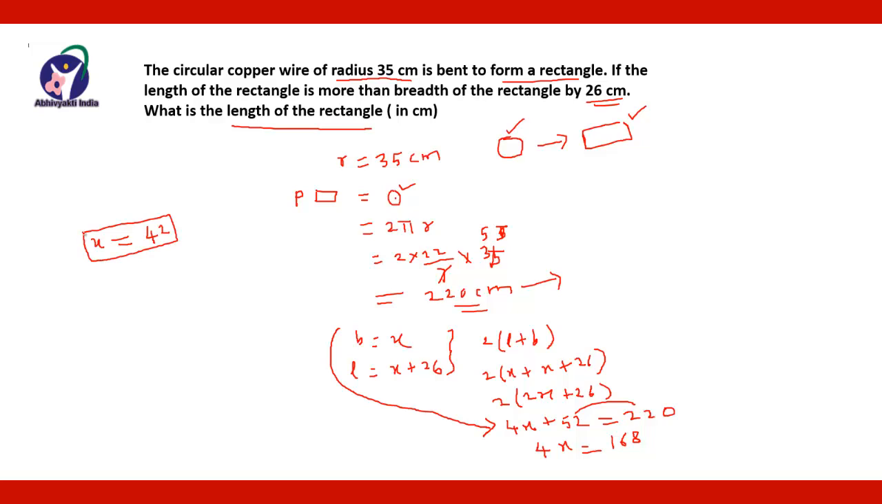And what we have to find? We have to find the length of the rectangle. So what is x? x is the breadth and the length is x plus 26, and so length is equal to 42 plus 26, and that will be equal to 68 centimeter. So the required length of the rectangle is 68 centimeter.